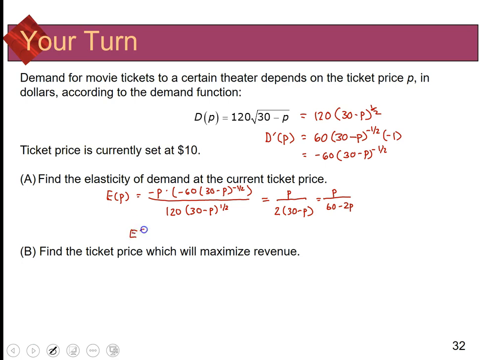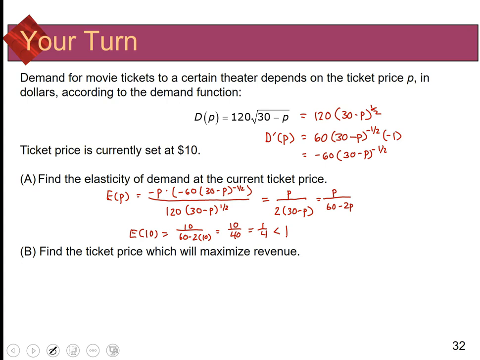At a ticket price of $10, I'm going to have 10 over 60 minus 2 times 10. I'm going to have 10 over 40, which equals 1/4, which is less than 1. So at this point, the demand is inelastic, which means that raising or lowering the price is not going to have a major effect. So chances are, to increase my revenue, I'm going to have to raise the price.